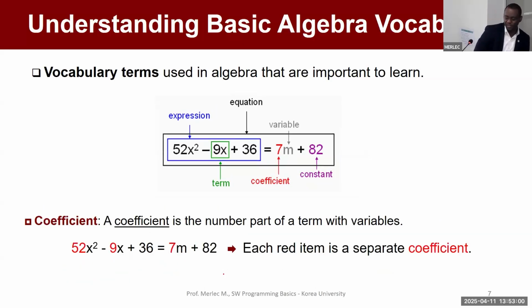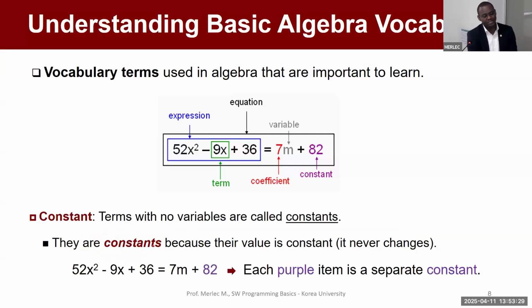So let's see now a coefficient. In a term, you can have a number which is multiplied by a variable. So the number most of the time will be referred to as a coefficient. It's the number which we use to multiply a variable. So that number is a part of a term, and it's referred to as a coefficient.